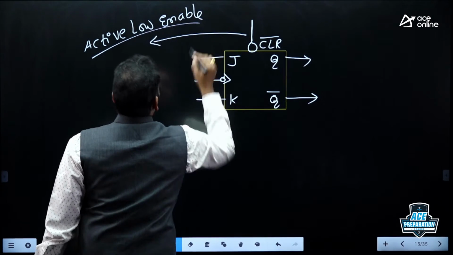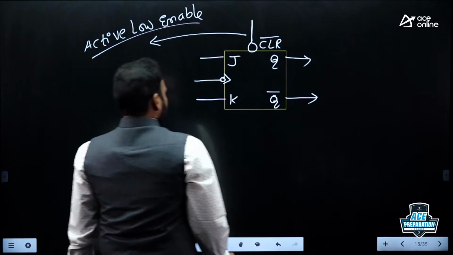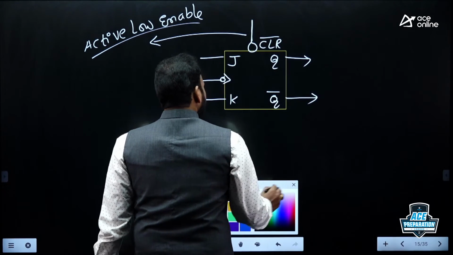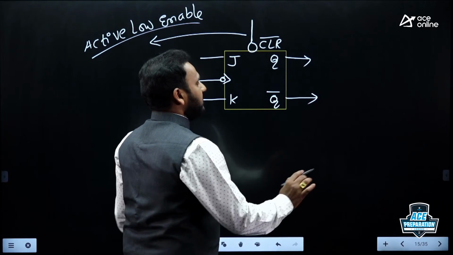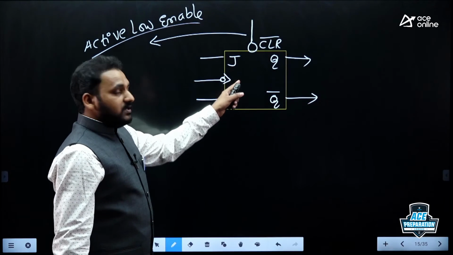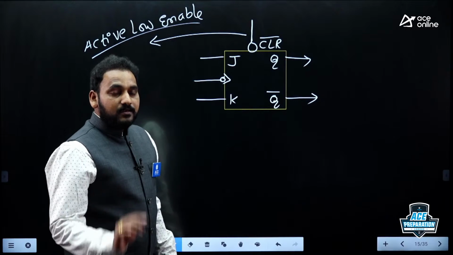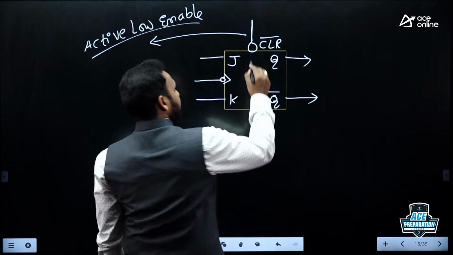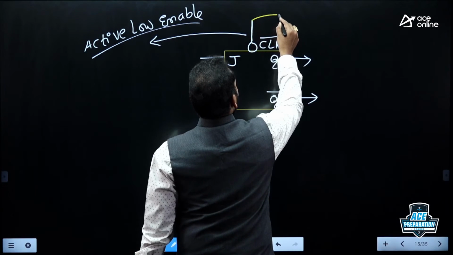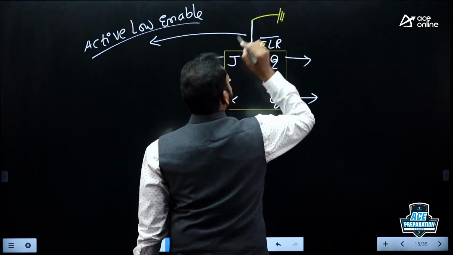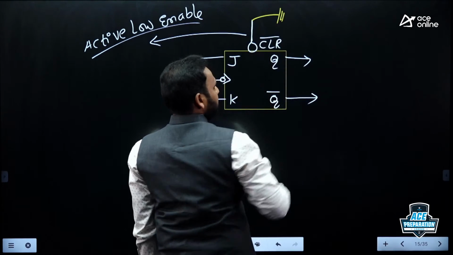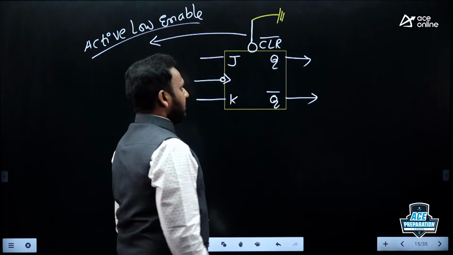Active low enable type clear. If it is connected to logic 1, nothing will happen. The system will not consider it. But if you give it 0, clear will be activated.